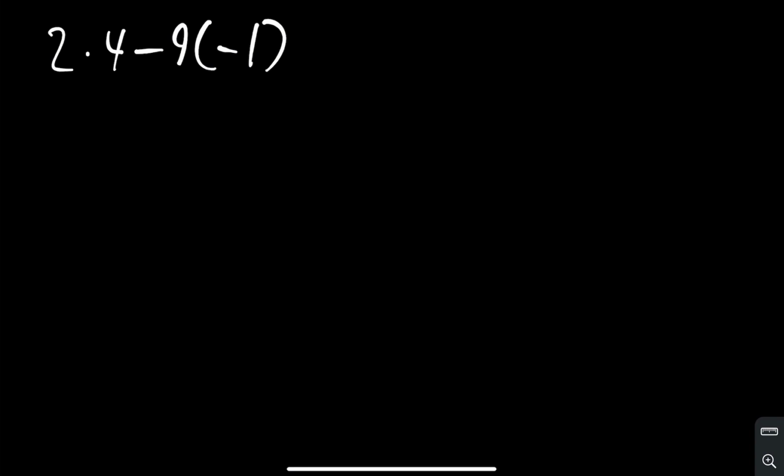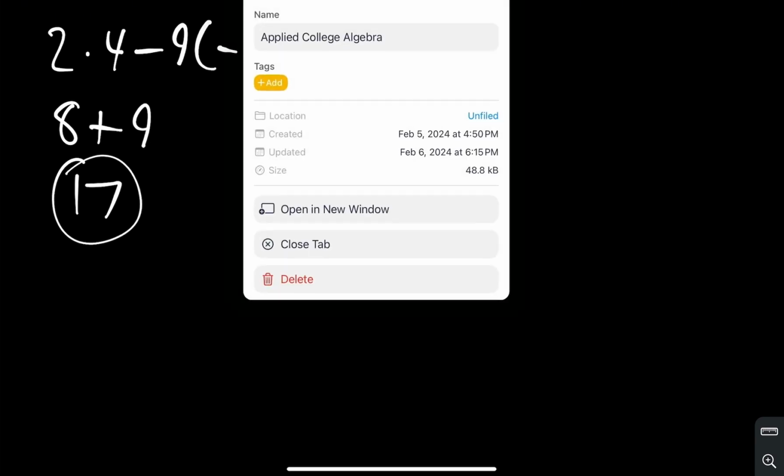So we do have parentheses, but it's already simplified. So we move on to our exponents. We have no exponents, so we move to multiplication and division. We only have multiplication, so we just multiply. 2 times 4 is going to give you 8. And then negative times negative is going to give you a positive. 9 times 1 is going to give you 9. And then it's 8 plus 9, which is going to give you 17. So that's going to be your answer.